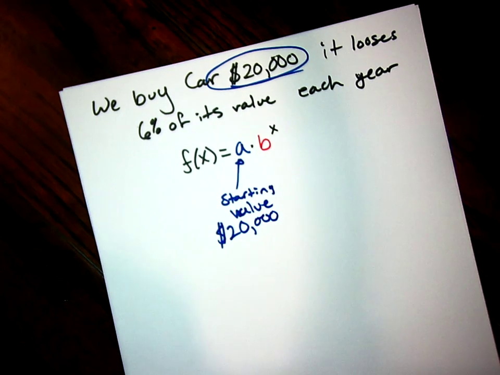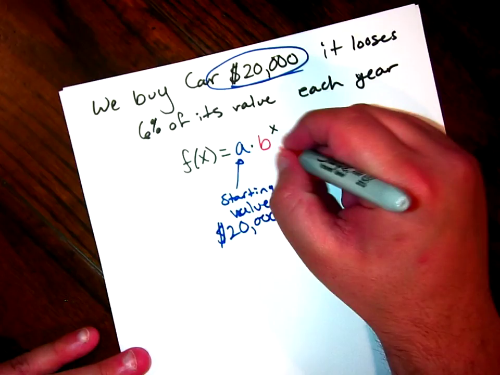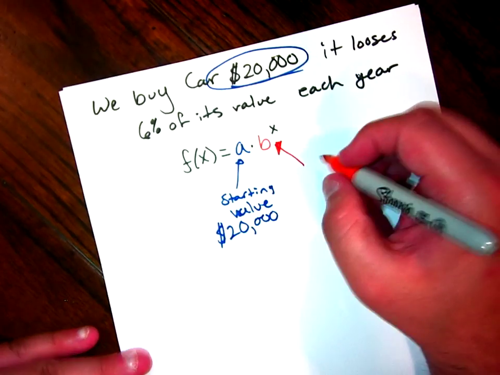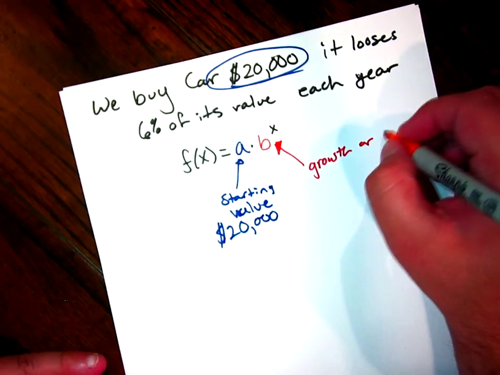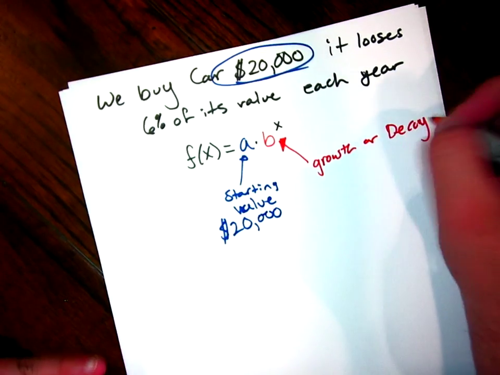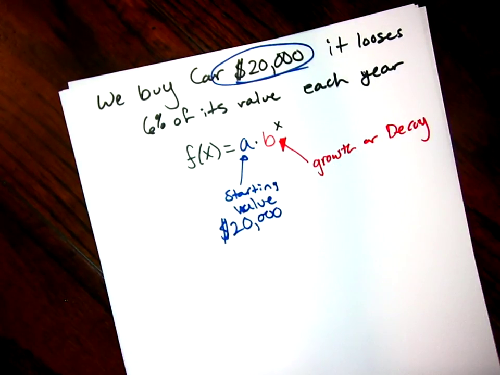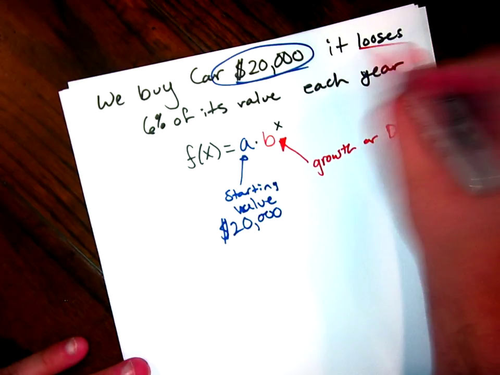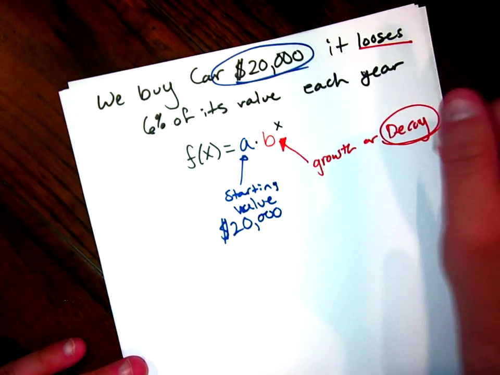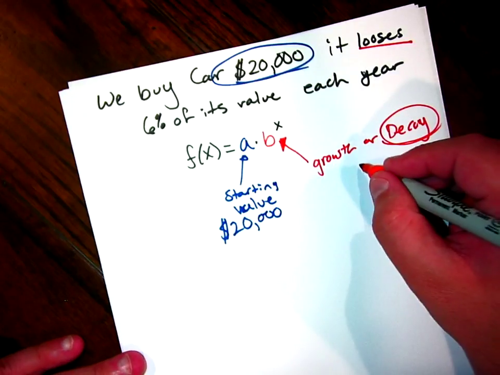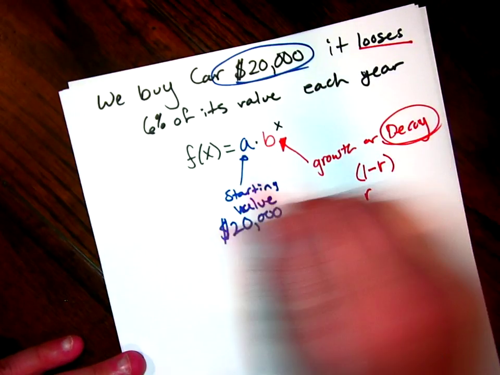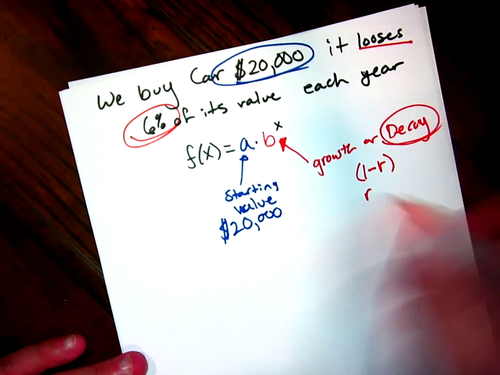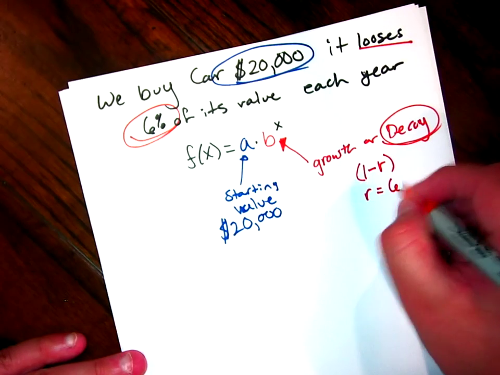Cool. So now we need to know b. The first thing I want to ask myself is, is this growth or decay? Because we're losing value, this is going to be decay, which means we're going to get 1 minus the rate. And it tells us our rate is right here, 6%. That's how much we're losing.